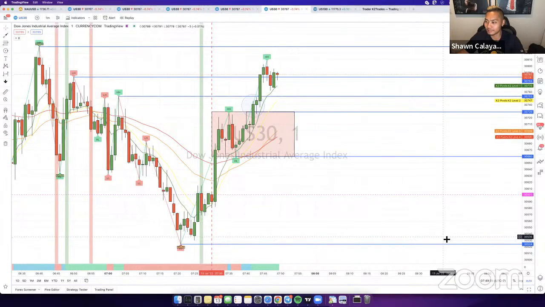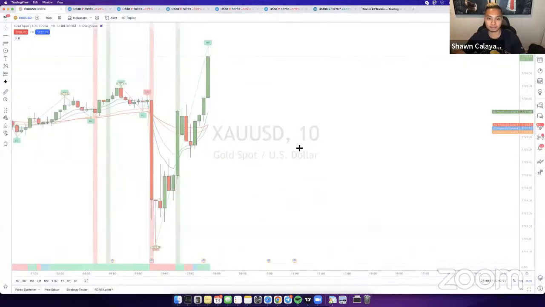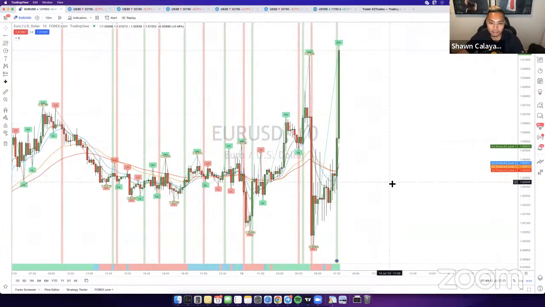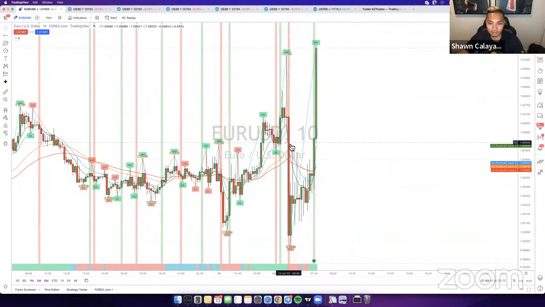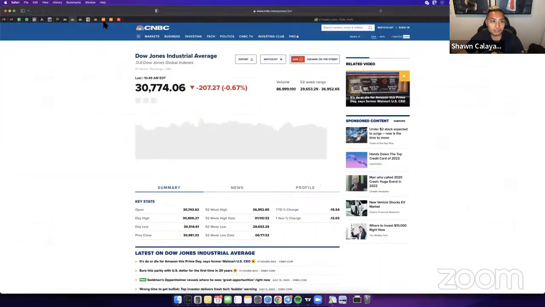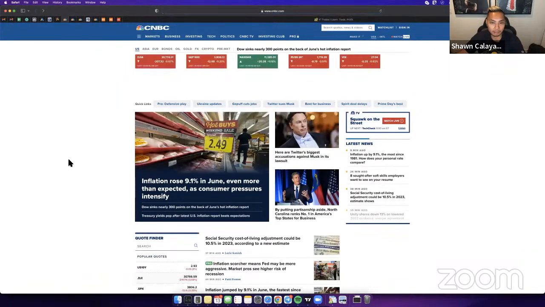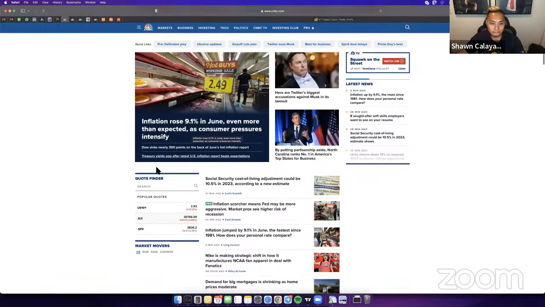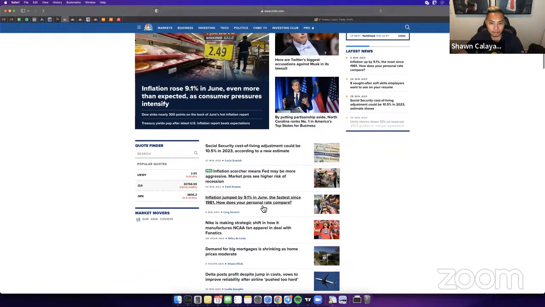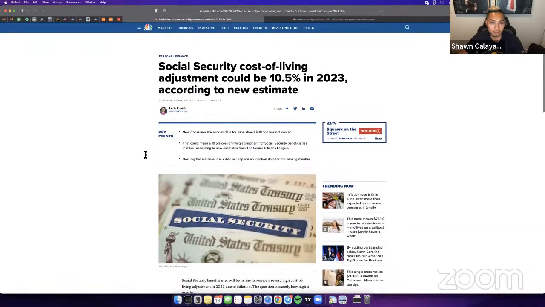He said EU is mooning. Holy shit. Let me check EU real quick. Yeah, it was because of the inflation news. So EU is going to the moon right now. I don't know if there was any new news that came out with regard to the euro. I know that the euro was kind of pegged against the dollar. It was like equal, but I don't know. Let's see. Yeah, so we have some news here with regard to the inflation. It says Social Security cost of living adjustment could be 10.5% in 2023. That's crazy. It's gone up a lot.